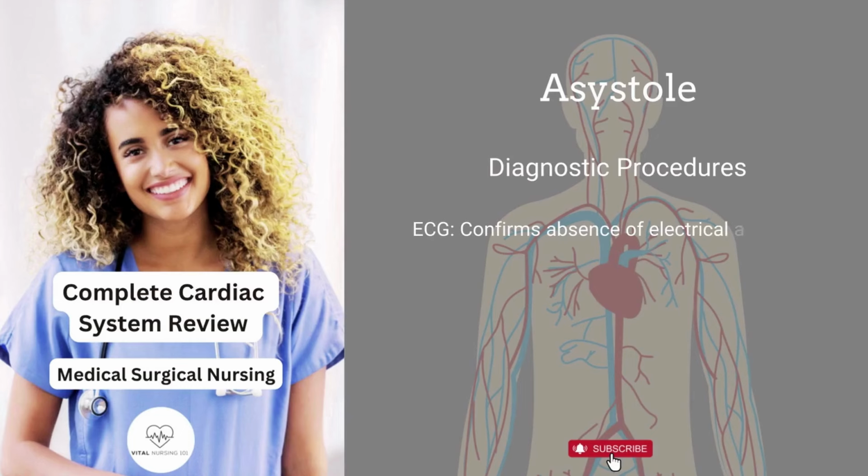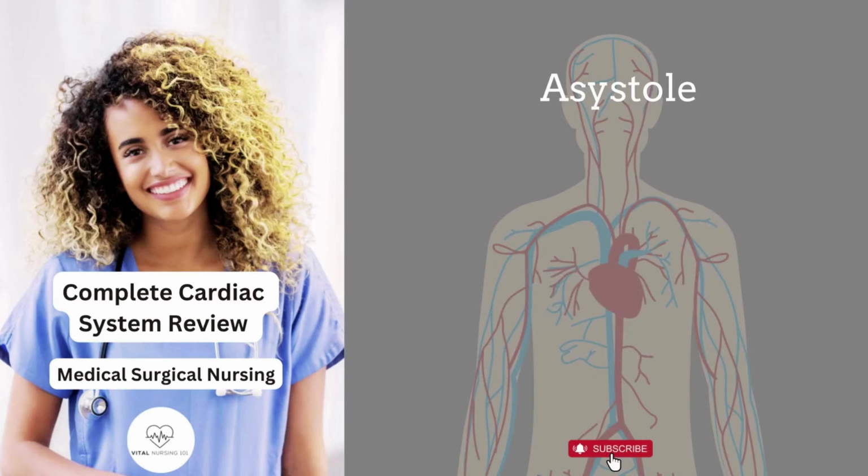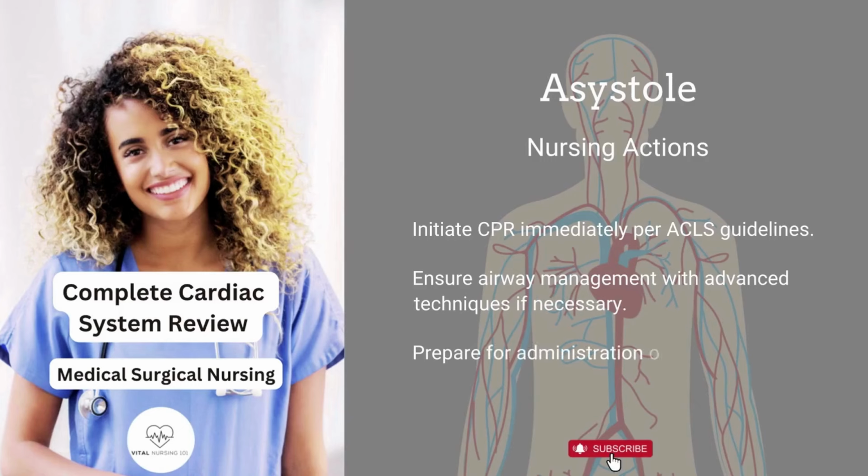Diagnostic procedures are the following: ECG confirms absence of electrical activity, blood tests identify reversible causes, for example, hyperkalemia, acidosis, arterial blood gases evaluate oxygenation and acid-base status. Nursing actions are the following: initiate CPR immediately per ACLS guidelines, ensure airway management with advanced techniques if necessary, prepare for administration of epinephrine as prescribed.